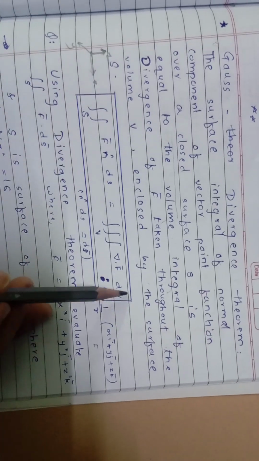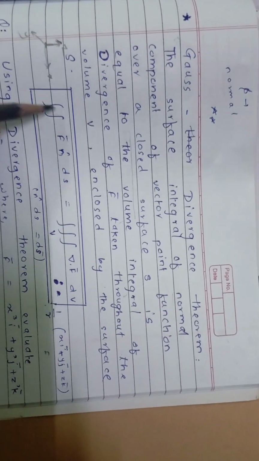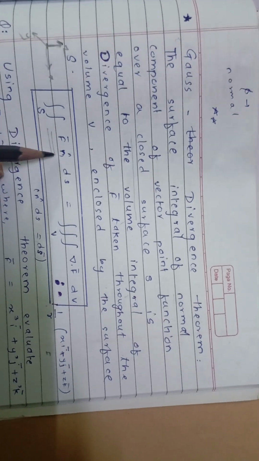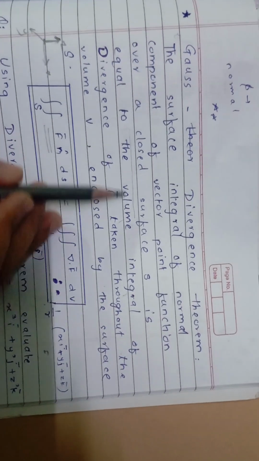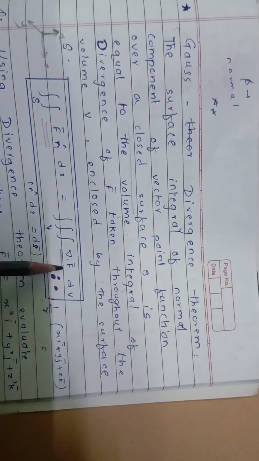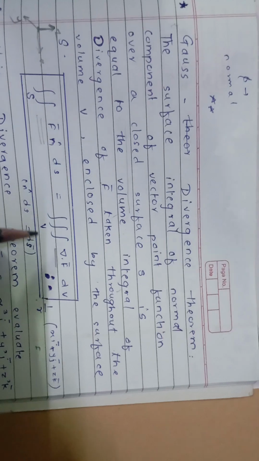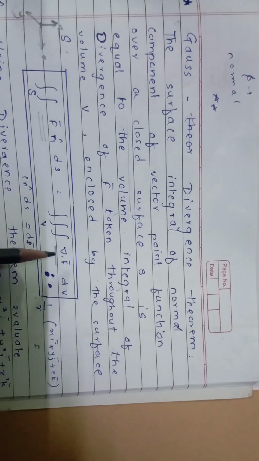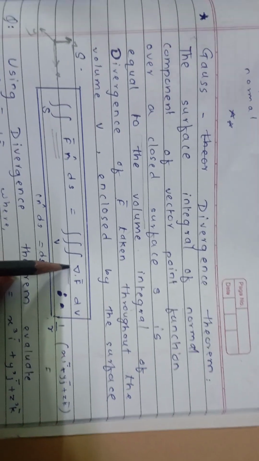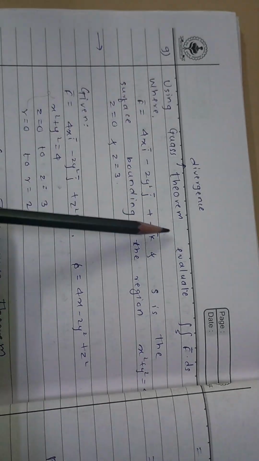Here is the mathematical statement of the Gauss divergence theorem: the surface integral of any normal component over a closed surface would be equal to the volume integral of the divergence of the given vector point function, which means to get the value of the surface integral we have to evaluate the triple integration of the divergence of the vector point function. So to understand this theorem, let us see an example.